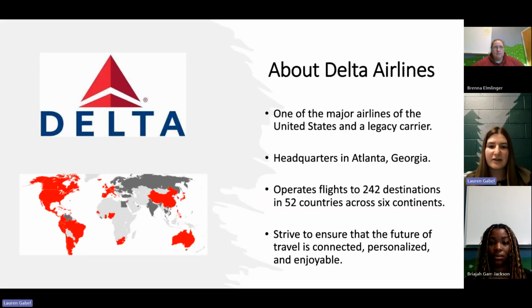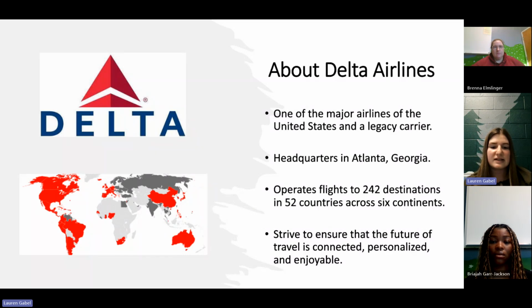So now a little bit about Delta Airlines. They are one of the major airlines in the United States and a legacy carrier. Their headquarters are in Atlanta, Georgia. Fun fact, they're the oldest operating airline in the United States. Delta operates flights to 242 destinations in 52 countries across 6 continents. Delta can also operate over 5,400 flights a day. One of their goals is to ensure that the future of travel is connected, personalized, and enjoyable.